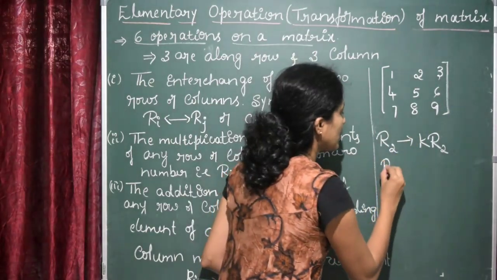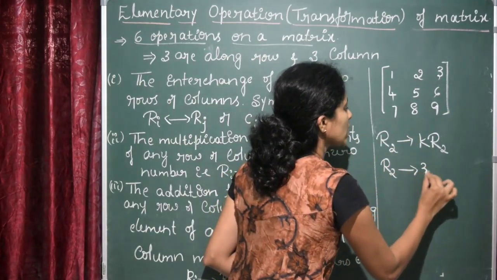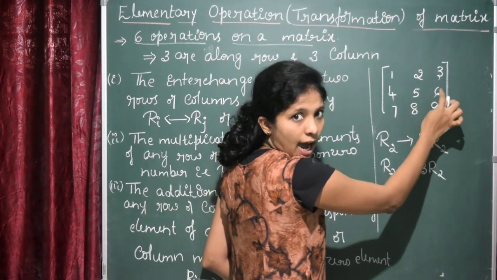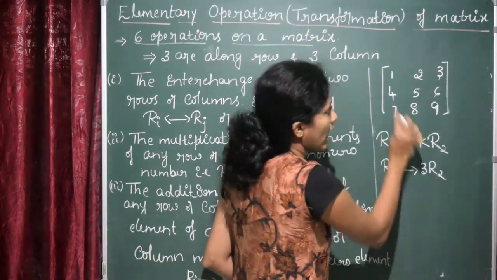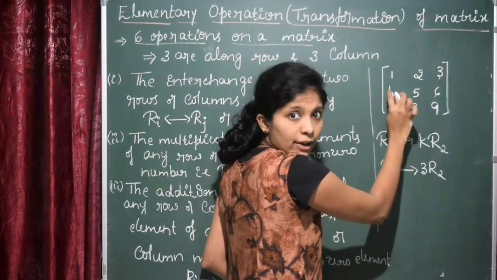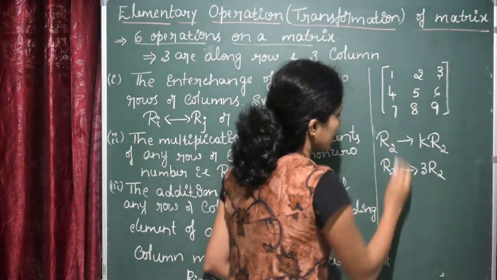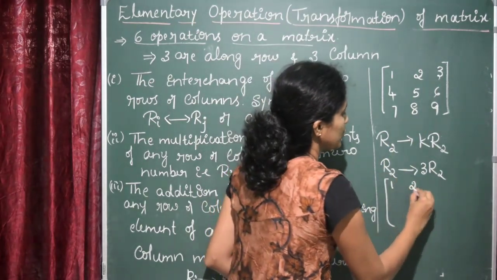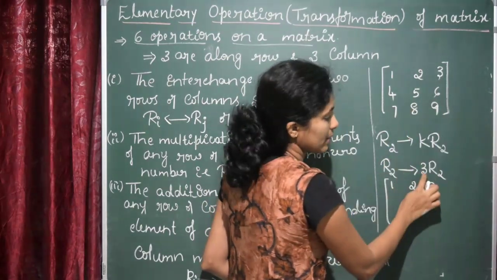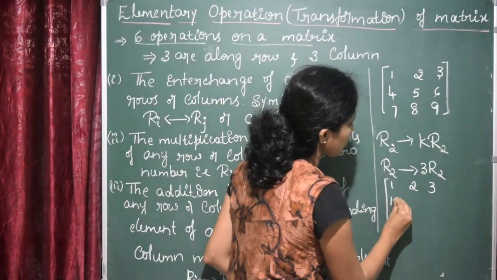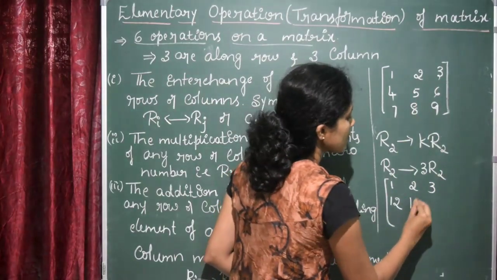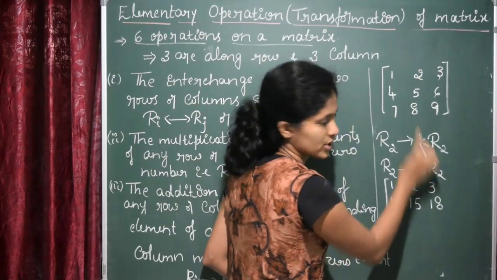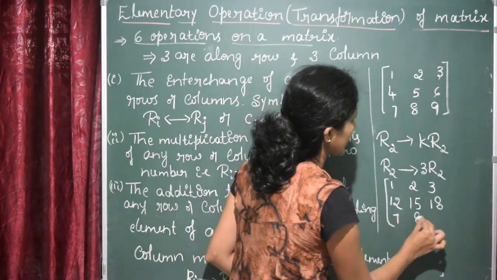I can write R2 changes to 3R2. Is it clear? I am changing only the row R2. R2 changes to 3 into R2. I have to multiply each and every element of R2 by 3. That I can write now. The new matrix will be 1, 2, 3. R2 we are now multiplying by 3, so this will be 4 3s are 12, 5 3s are 15 and 6 3s are 18. R2 is changed. R3 is as it is, 7, 8, 9.